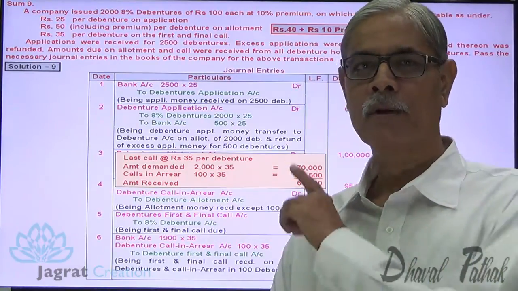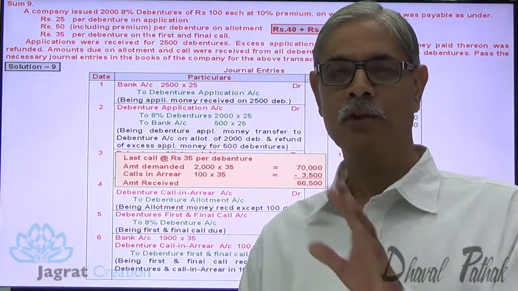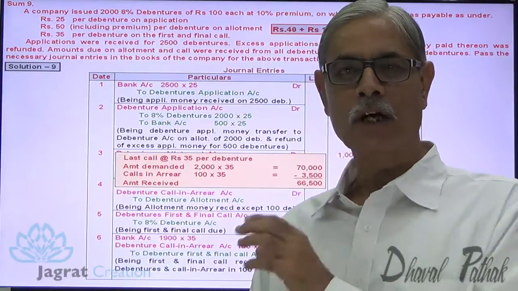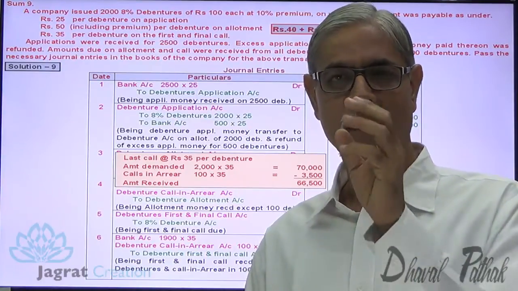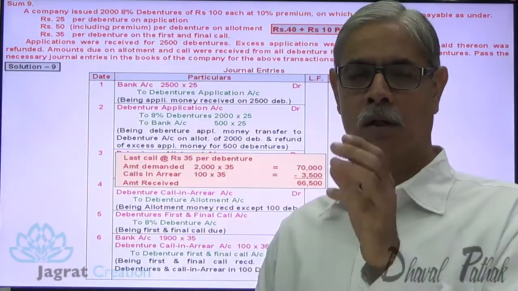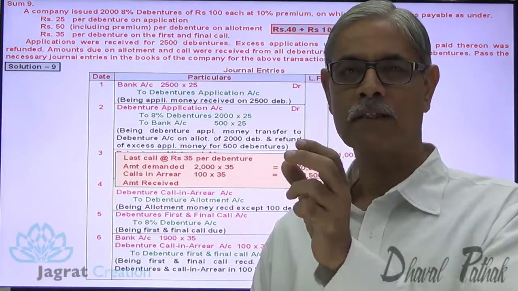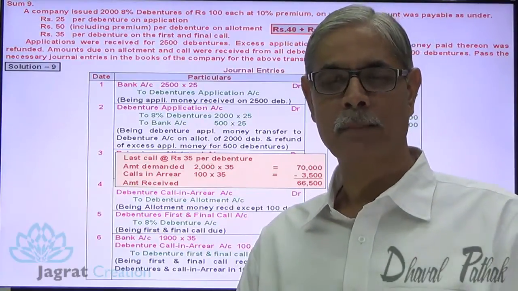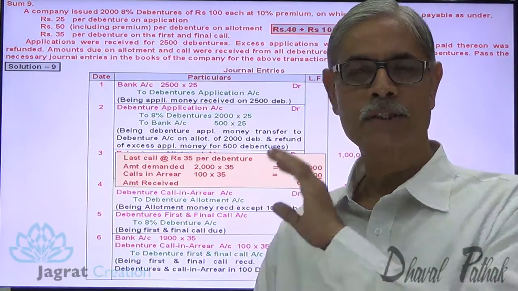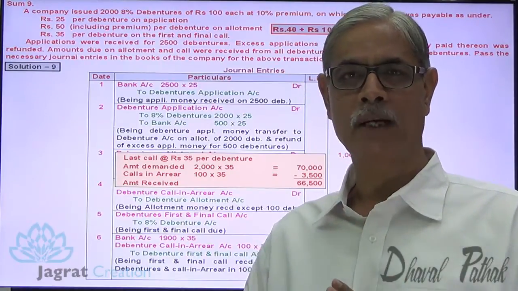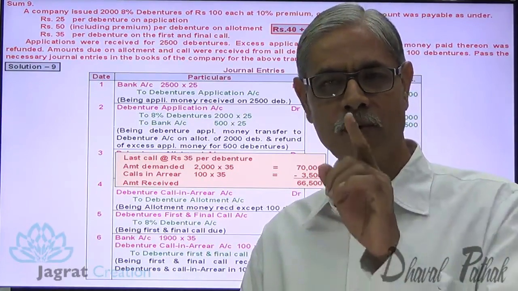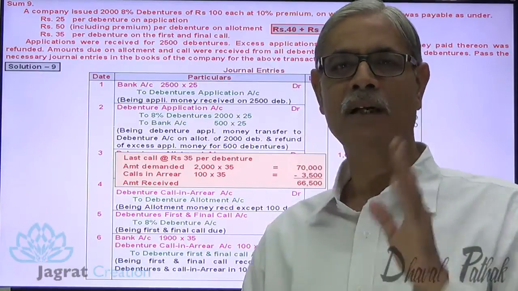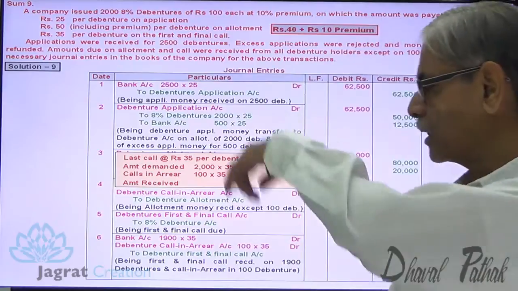Remember one thing. For these calls in arrears, you can't forfeit the debenture. Nor are you required to pay interest on the amount of debenture for which the calls are in arrears. So there is no forfeiture entry in case of debentures. In such a situation, there is no forfeiture entry. That's an important point to be remembered, because you can't forfeit the money given to you by your money lenders. So this is how entries get recorded.